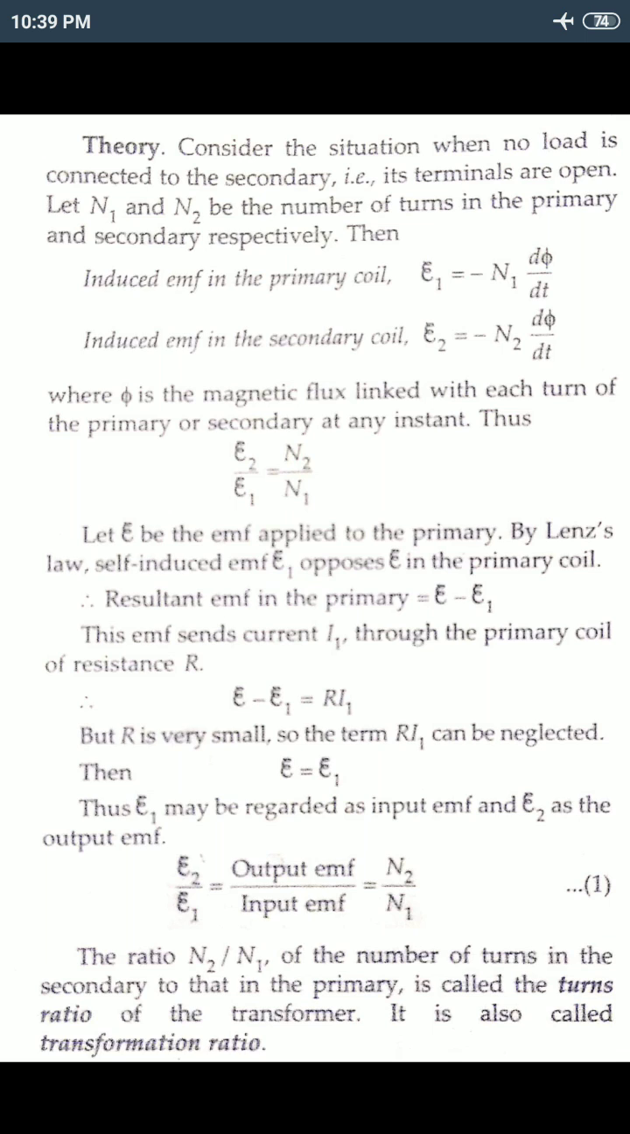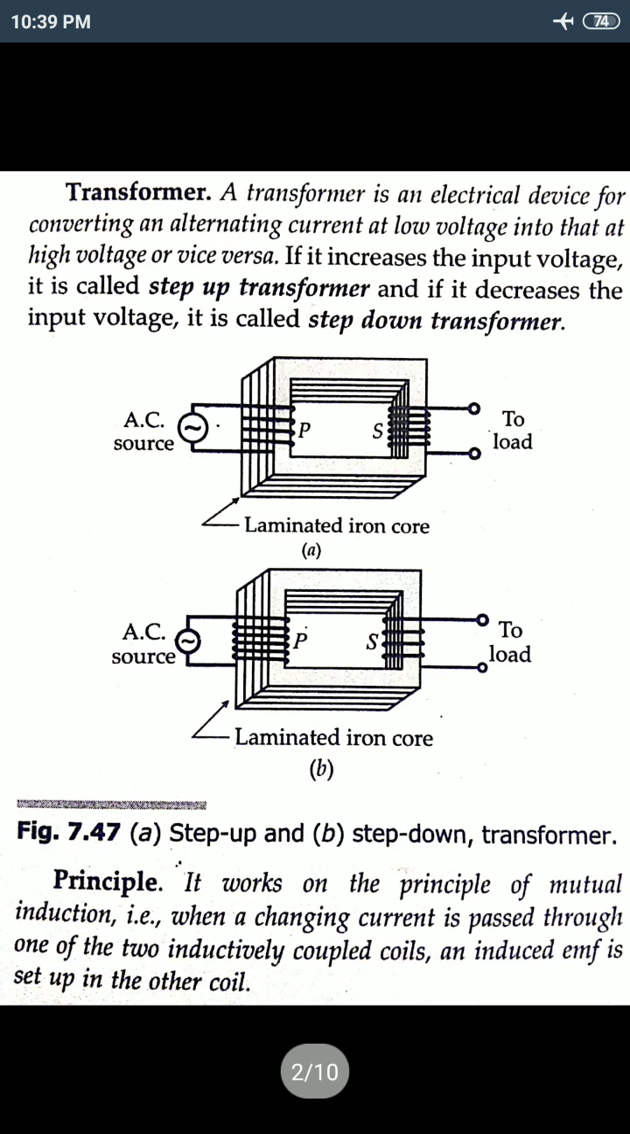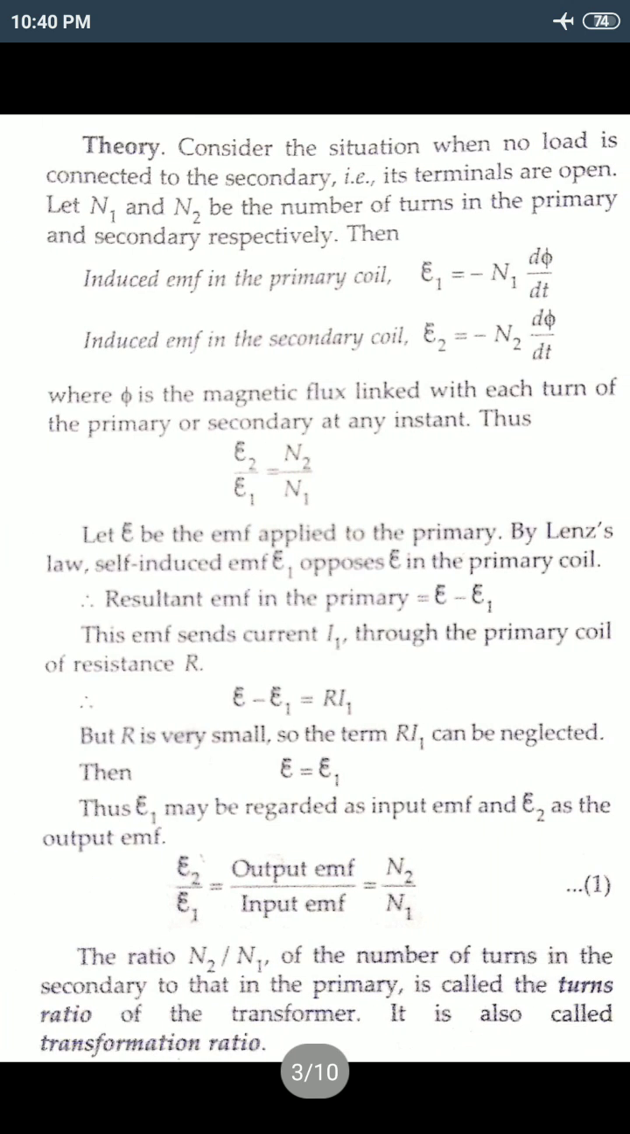Now, theoretically, how can we explain this? We consider here that there is no load current. Load means through which we can obtain the output. So first of all, we consider that no load is connected to the secondary. That means the terminals are open. Here the load is connected to load, it's written over there. Load means any resistance or any electrical device attached. So no electrical device is attached over there, so the terminals are open.